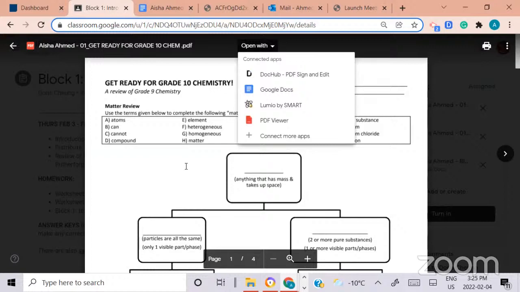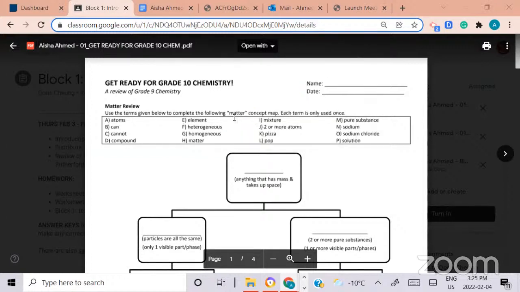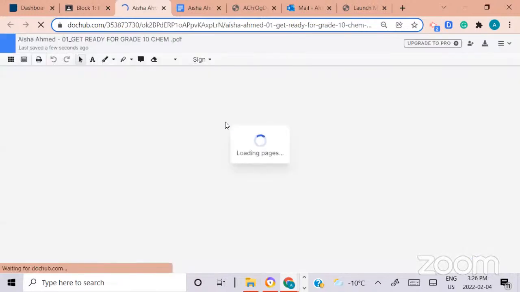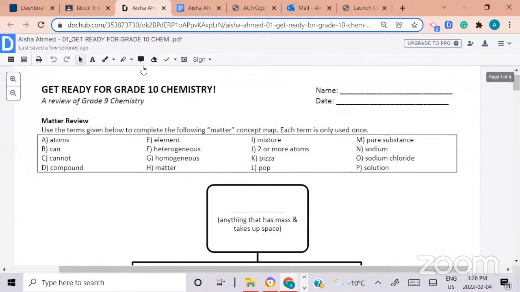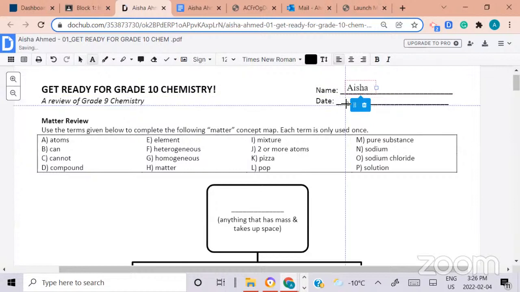Okay, so get ready for grade 10 chemistry, a review of grade 9 chemistry. Grade 9 chemistry usually is very basic. We go over definitions and just a basic framework to actually dive into the world of chemistry. So let's start with the matter review. Use the terms given below to complete the following matter concept map. Each term is used only once.